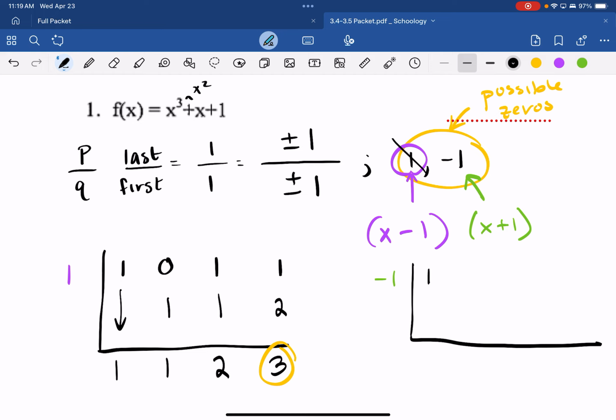Okay, we use the same coefficients. Oh, I forgot my placeholder. Bring down the 1. Where's my notes for this? Because one of these should work. At least we get to skip some opportunities.